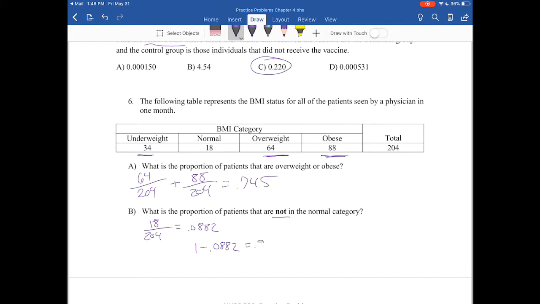complement, which is 0.9118, which if you were to add up underweight, the overweight, and the obese categories, add them all up and divide by the total, you'll get this answer. So there's two ways you can definitely do it. One way is not necessarily always the right way, but one way is definitely going to be less work than the other. So understanding the rules and laws of probability are definitely going to help and play a huge role moving forward.